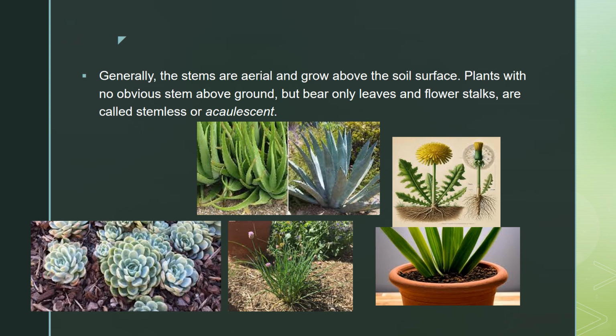Okay, now we know the classifications of the stems according to texture and also according to direction of the stem. But generally, the stems are aerial and grow above the soil surface. That is the normal situation.